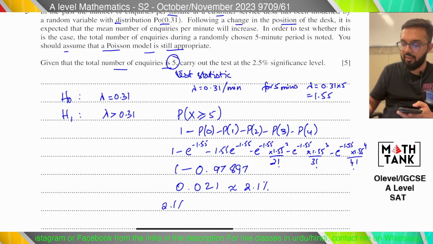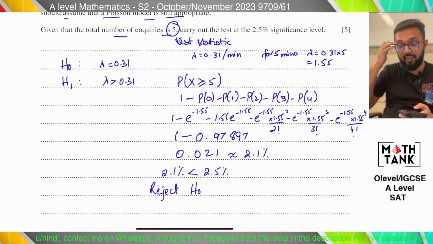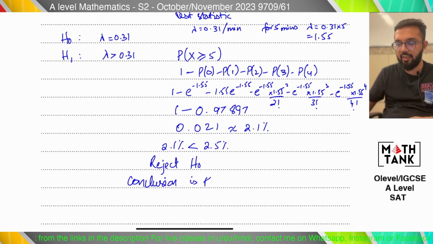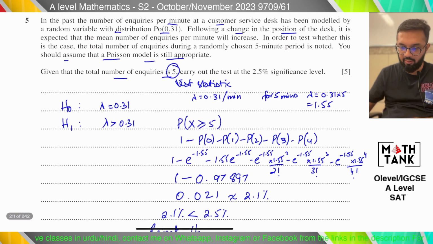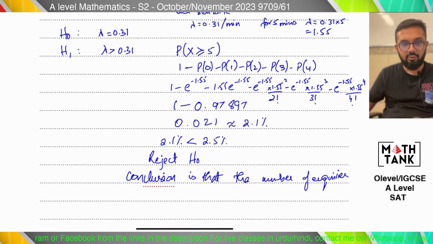2.1% is less than my significance level. So I'm going to reject H naught and say that the conclusion is that the mean number of inquiries has increased.